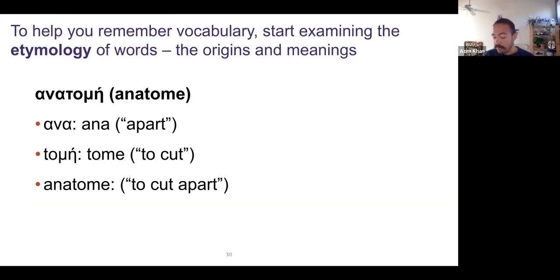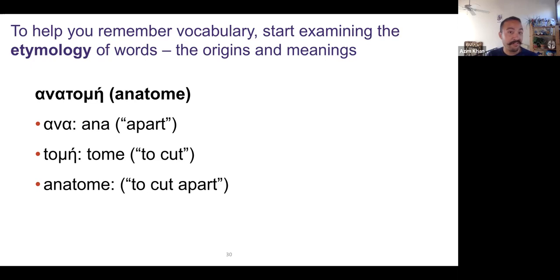To help you remember vocabulary, I personally think a good strategy is to focus on what makes up these words. The words we use in anatomy can be pretty complicated, so it takes time to get used to them. But to get used to them, I think the best way to do this is to break down the words, to understand what they mean.